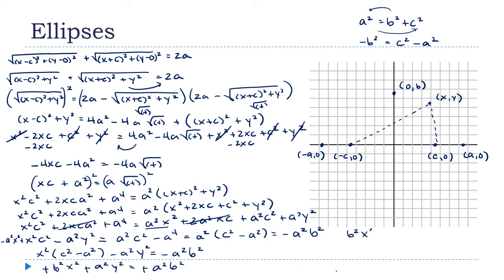b squared x squared over a squared b squared plus a squared y squared over a squared b squared equals a squared b squared over a squared b squared. The b squareds cancel. All that's left is x squared over a squared. Over here, the a squareds cancel, and we're left with y squared over b squared, and the right side is 1. And that's it. Told you it was going to get nice. It did get nice at the end.